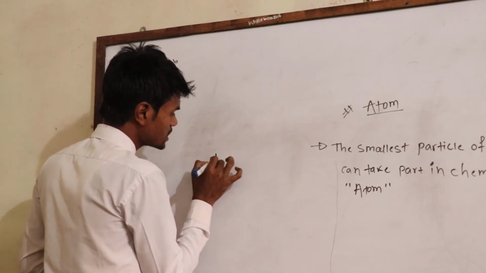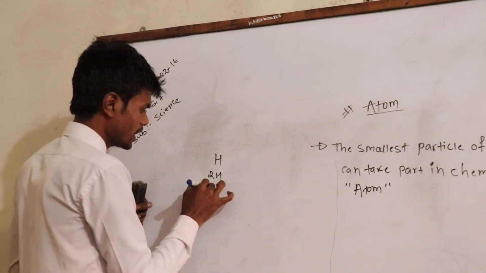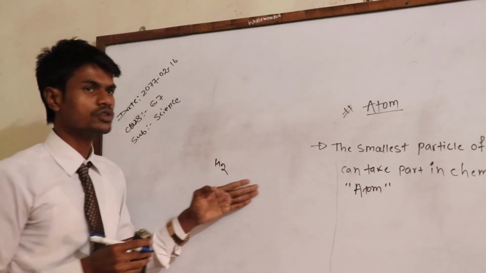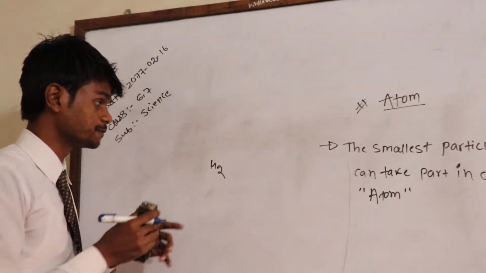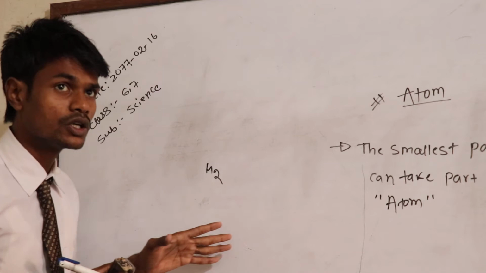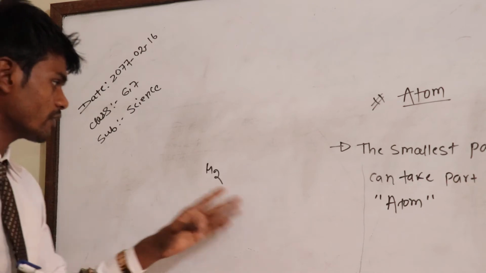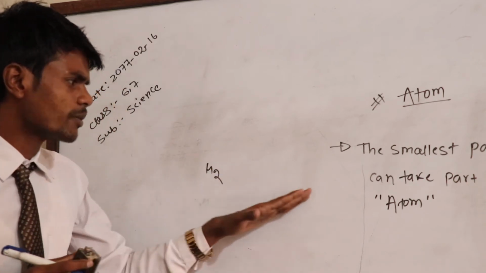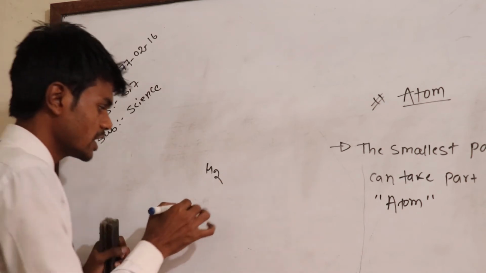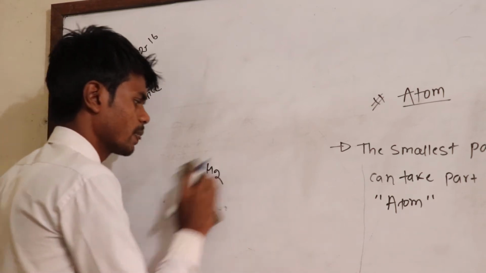H means an atom of hydrogen, 2H also means 2 atoms of hydrogen, 3H also atoms of hydrogen. But H2 means molecules of hydrogen. Remember again: H is indicated by atom, but H2 is indicated by molecules. Understand? H2 indicates 1 molecule of hydrogen, and 3H2 means 3 molecules of hydrogen.